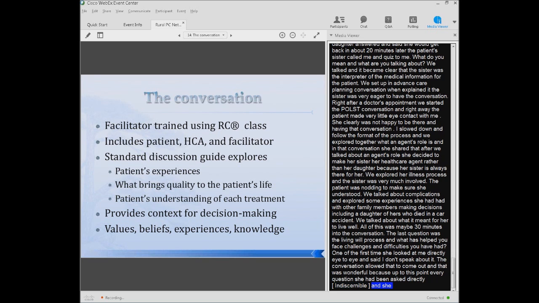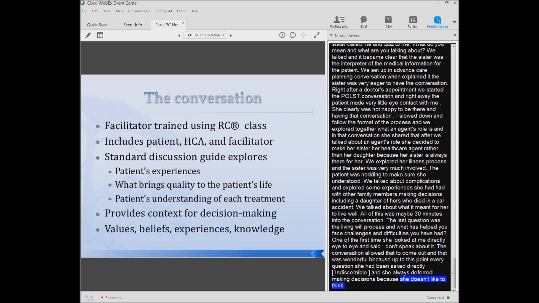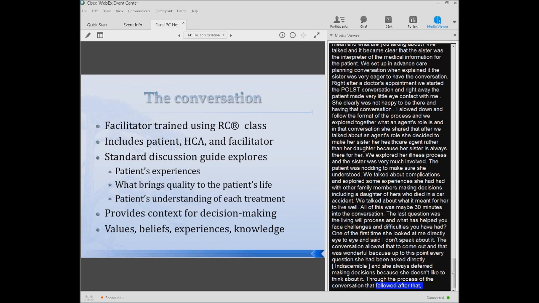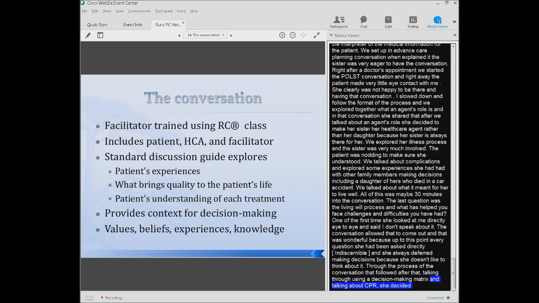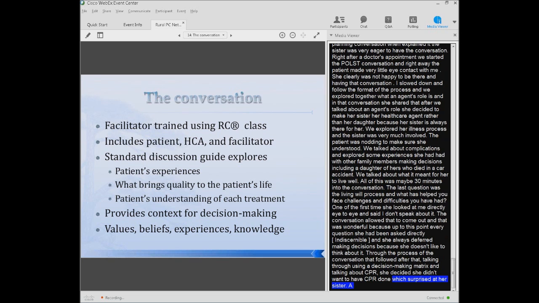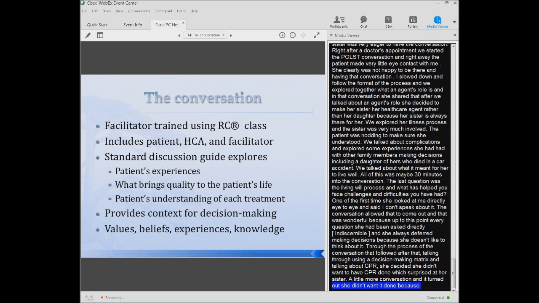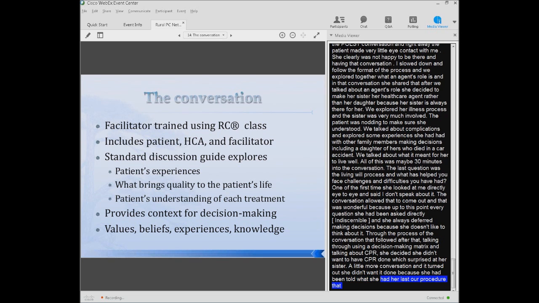Well, through the process of our conversation that followed, talking through using a decision-making matrix, talking about CPR, she decided she didn't want to have CPR done, which surprised her sister. A little more conversation, and it turned out that she didn't want it done because she had been told in Fargo when she had her last heart procedure, and they told her they wouldn't do any more for her, that CPR would not... she said, the doctor told me CPR wouldn't work.